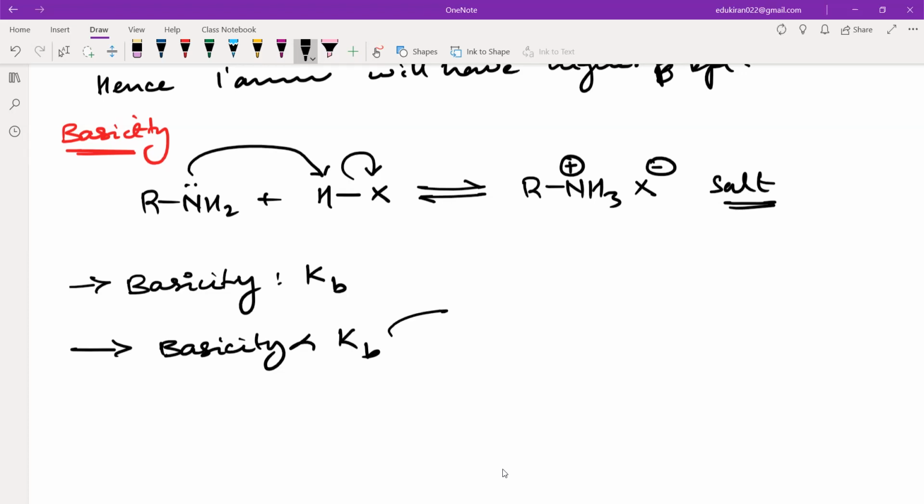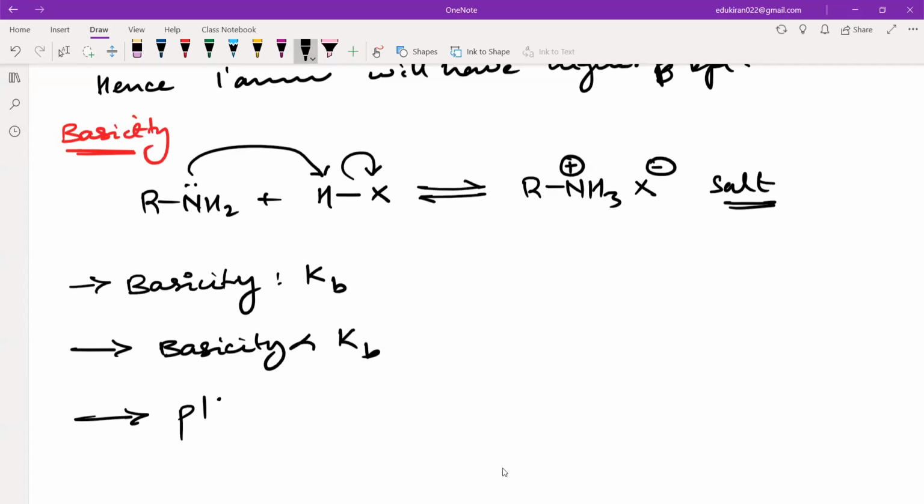But generally Kb is in terms of, let us say, 3.2 into 10 to the power minus 4. So it is not a very humane term to say, right? Humans have more ability to remember whole numbers, and that is why a new thing was introduced, pKb. As we have pH, pKb was introduced.